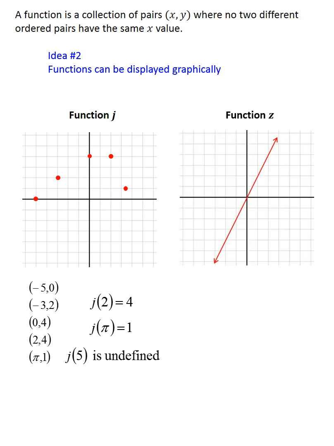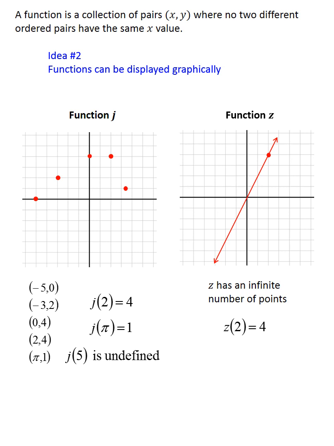Here's another function displayed graphically. I've decided to call it z. The first thing worth noting is that z has an infinite number of points here. Now, you may not see any, quote, points on z at all, but consider the following. z of 2 is 4. How do I know that? z contains the point 2, 4.